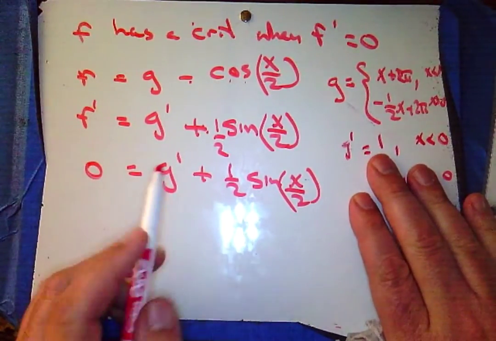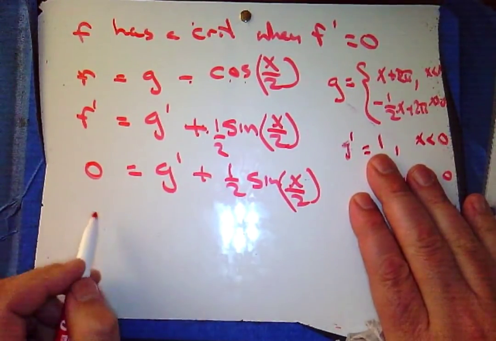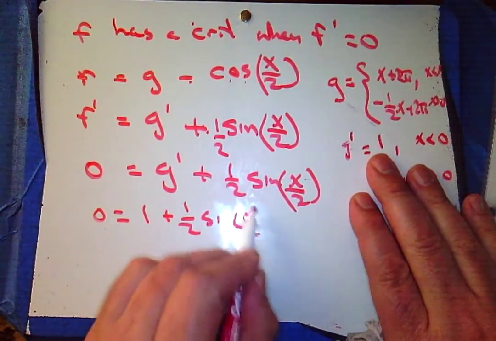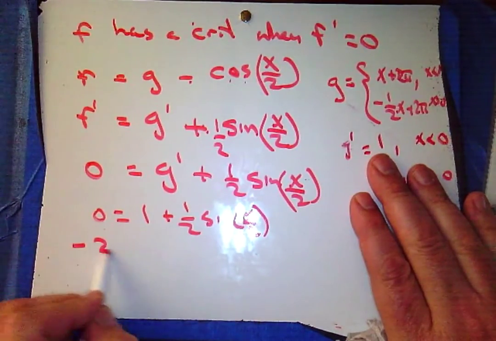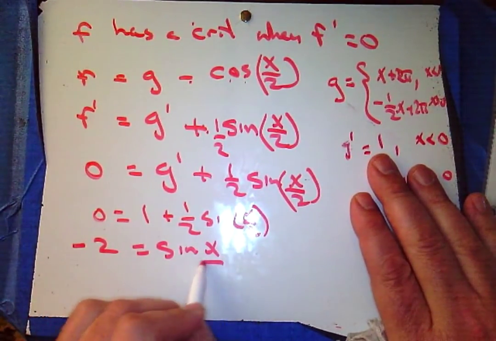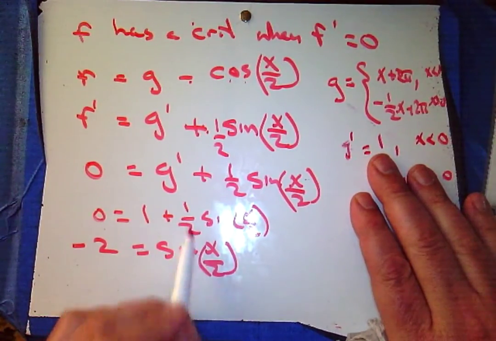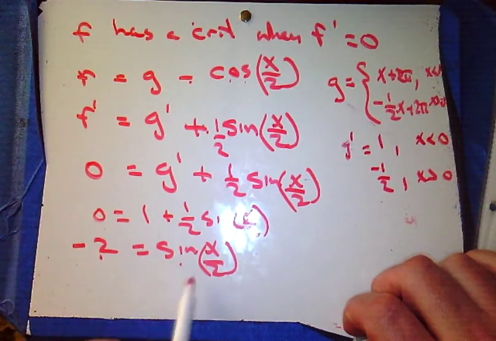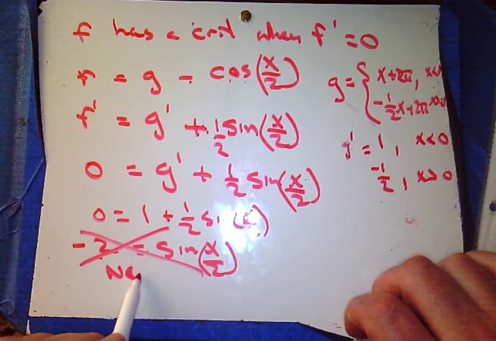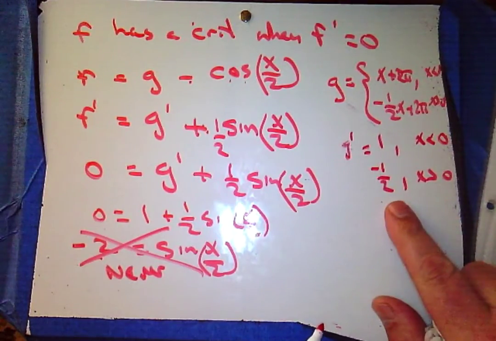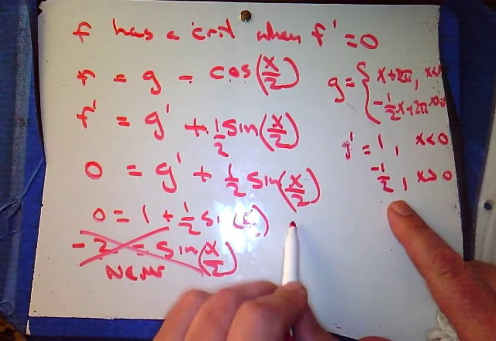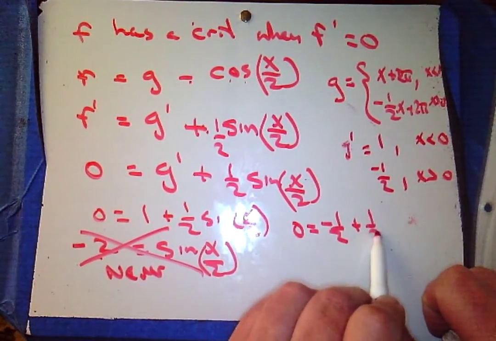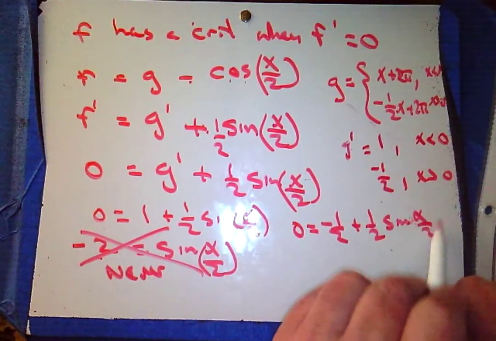The first interval is where g prime is equal to 1. So 0 equals 1 plus 1 half sine of x over 2, or negative 2 equals sine of x over 2, because I subtract 1 and I multiply by 2. But wait a minute, sine can never be equal to negative 2. So never. Now, what about the other piece? 0 equals negative 1 half plus 1 half sine of x over 2.